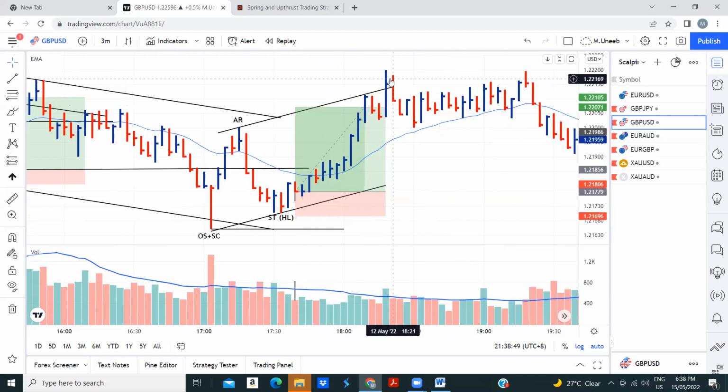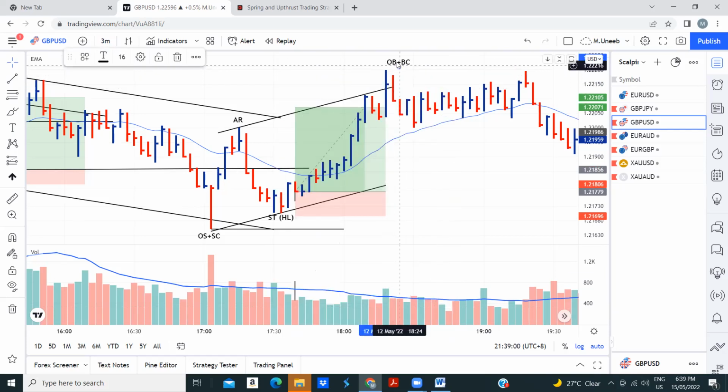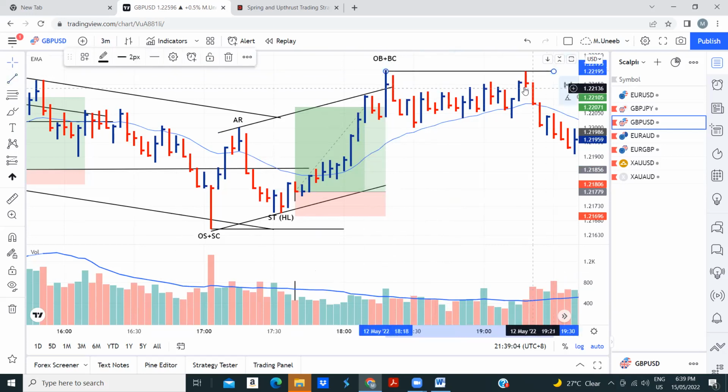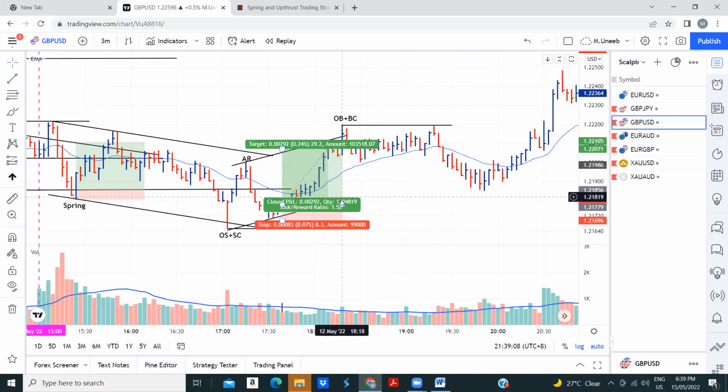And then once we see overbought here, this is what? Overbought, right? Plus buying climax. And what do we know? What can we do from here? We can draw a trend line here. Exactly what happened, whatever I was noticing, right?